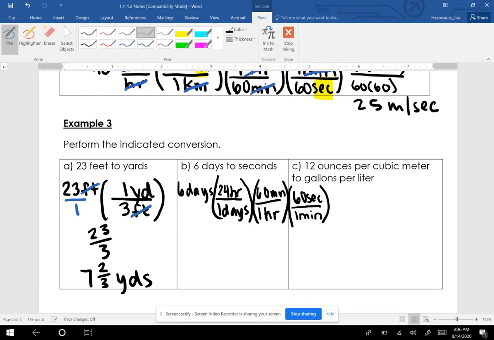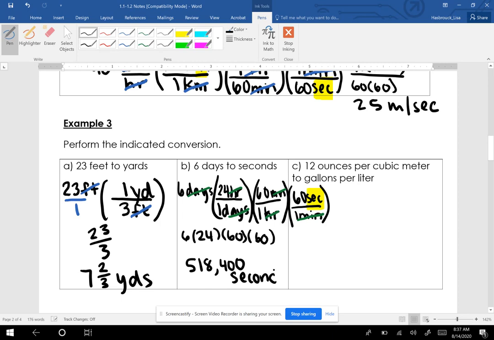Okay, so we can cancel out some units. Days cancels out, hours cancel out, minutes cancel out. So you're left with seconds here, which is what we want. You always want to make sure those cancel out properly. Now along the top, we're going to do 6 times 24 times 60 times 60. And the bottom is just a bunch of ones, so you don't have to include that. Your total is 518,400 seconds. And we're done.